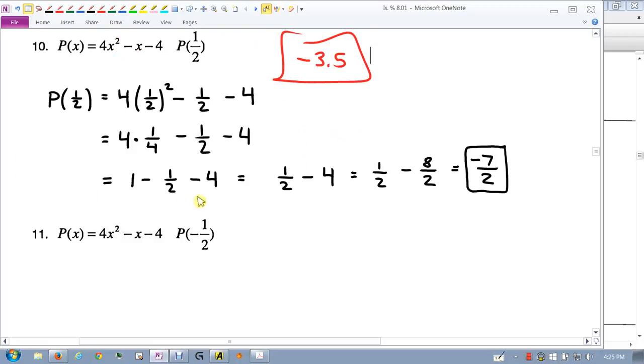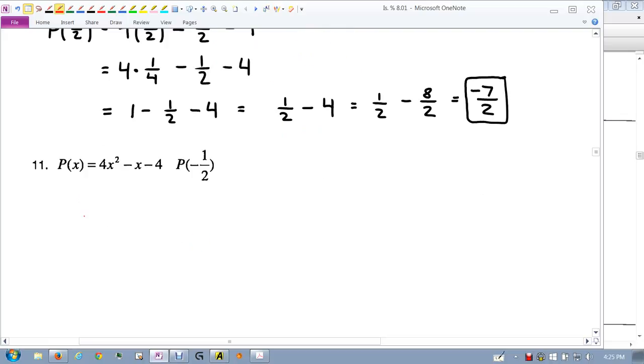What's the difference between this one and this one? The negative 1/2. So how does that impact things we plug in here?